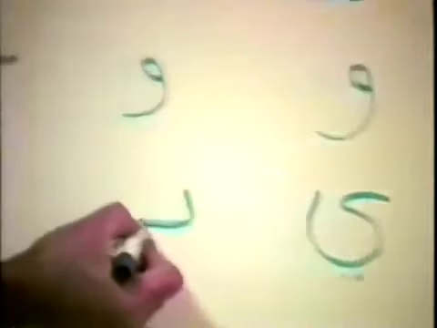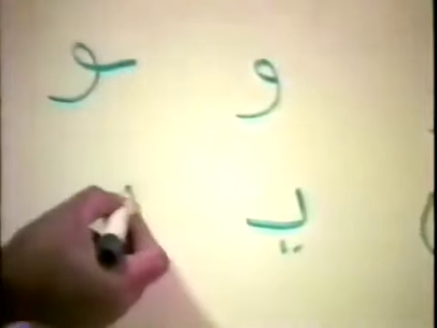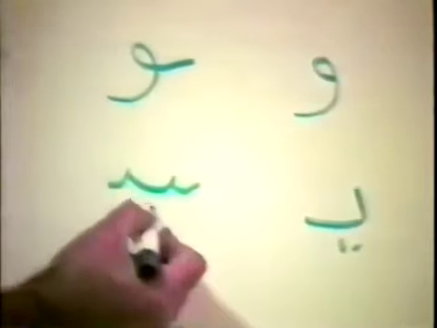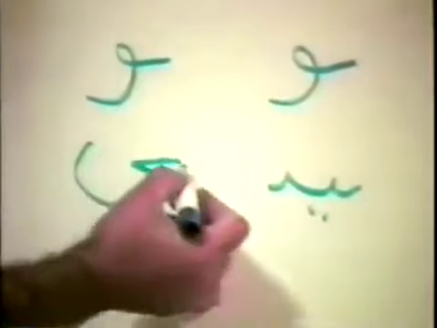The last letter, thank goodness, is the letter Ya, which looks like this, and sometimes with 2 dots. At the beginning of the word, it looks like this, the 2 dots. In the middle, it looks like this, with the 2 dots. At the end, it looks like this, with the 2 dots. It's connected from here. So these are all the letters of the Arabic alphabet as they appear at the beginning of the word, the middle of the word, or the end of the word.